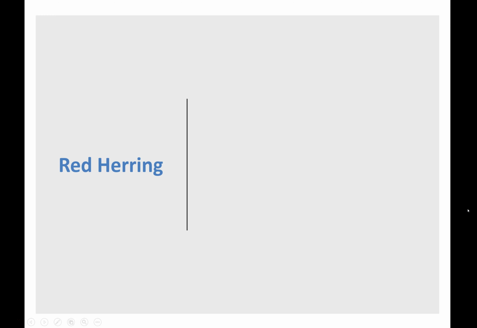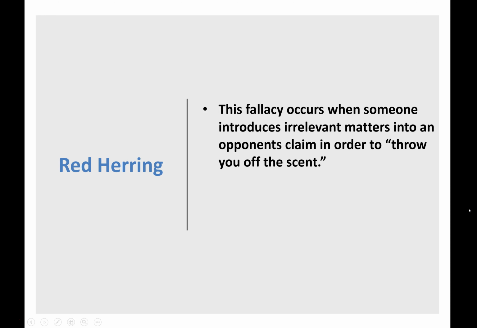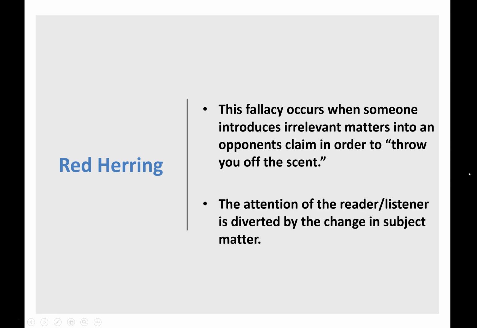Okay, next up. We're almost through. Red herring, similar to straw man. This fallacy occurs when someone introduces irrelevant matters into an opponent's argument in order to throw you off the scent. It's a distraction technique, right? The attention of the reader or listener is diverted by a change in subject matter. So it seems like straw man tries to do that, but think back to the cartoon we looked at. That's how a straw man goes down. A red herring tries to take you off the scent, lead you off the scent.